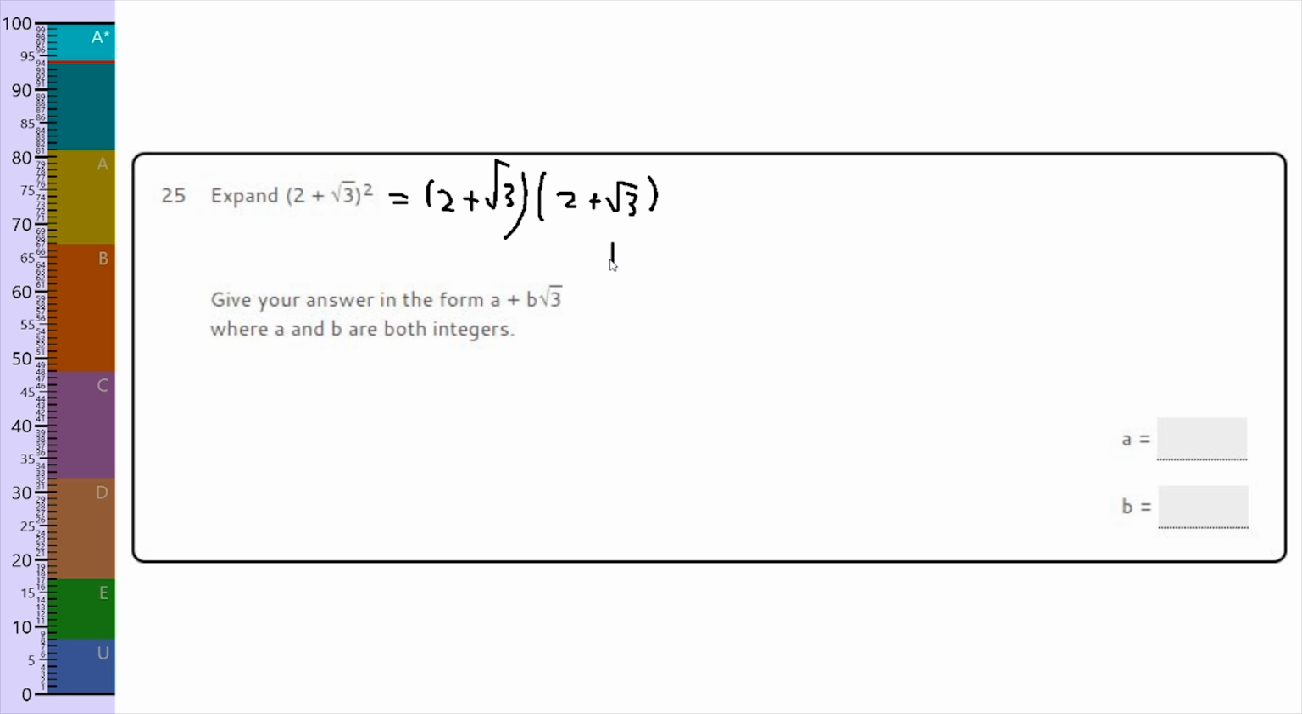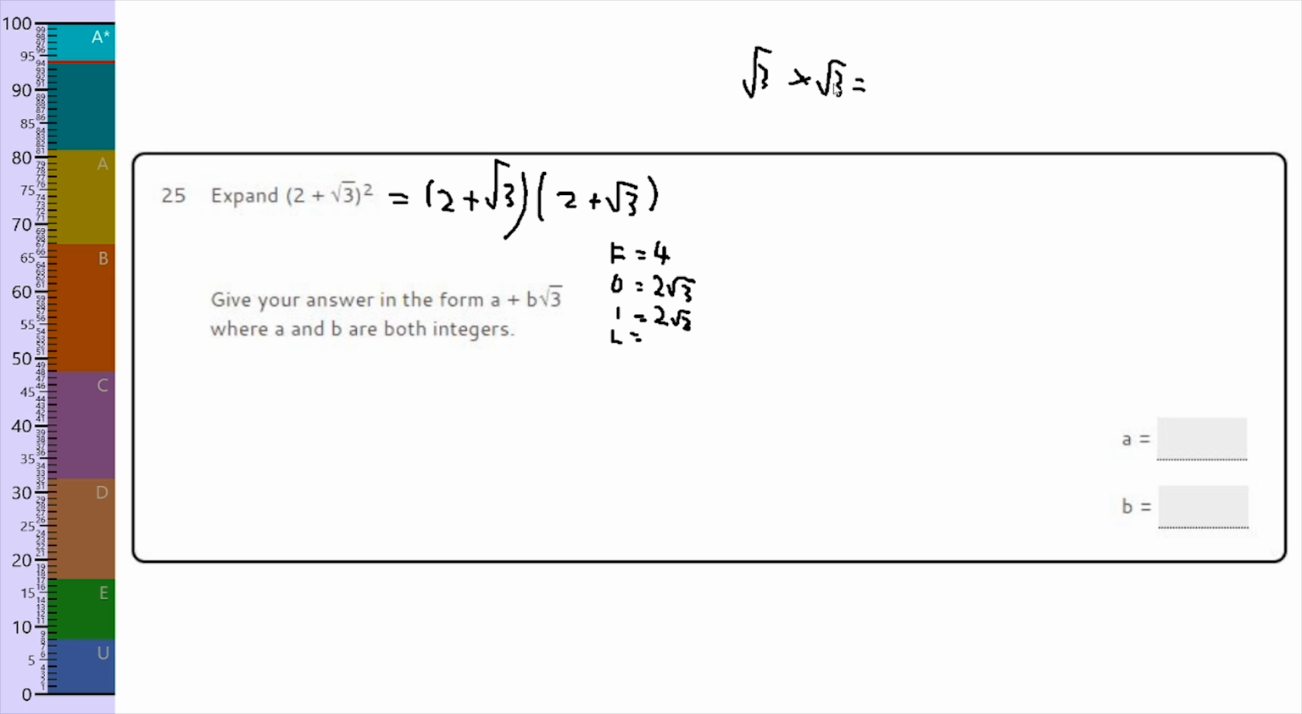And then you just do it the same way as you've done before. Now I'm going to use FOIL again, but I really don't mind if you use a different method. I don't think anyone minds. The examiner won't. So first is going to be 2 times 2, which is 4. The outside is 2 times root 3, which we write as 2 root 3. The inside is root 3 times 2, which is going to be 2 root 3. And the last is root 3 times root 3.